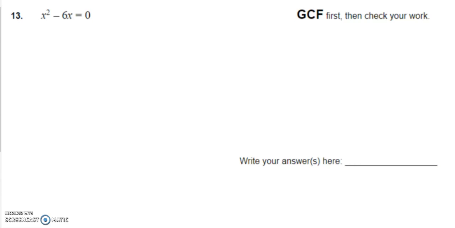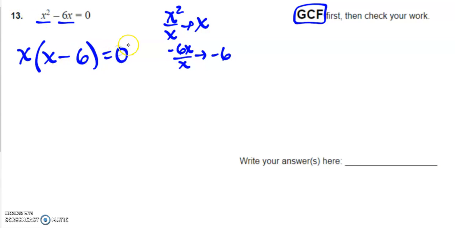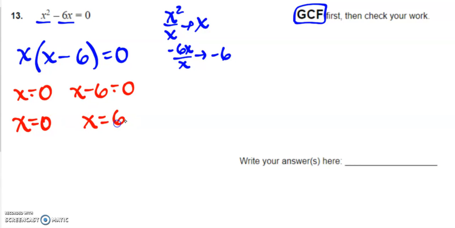All right, this next one says that we suggest taking a GCF, or greatest common factor, just like in Teach Me How to Factor. So the thing that both of these terms have in common is an x. Well, if I take x squared and I divide it by x, I'm left with just another x. If I take negative 6x and I divide by the x, I'm left with negative 6. So x minus 6 equals 0. Zero product property says I can set each one of those things equal to 0. So I get just x equals 0 and x equals 6.